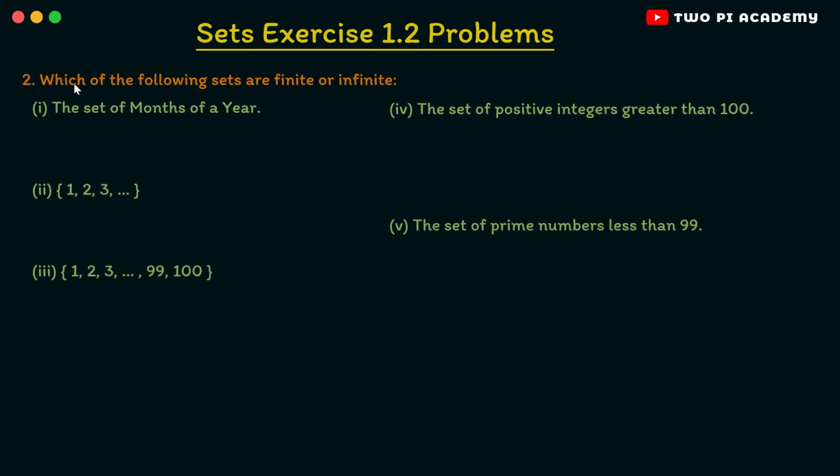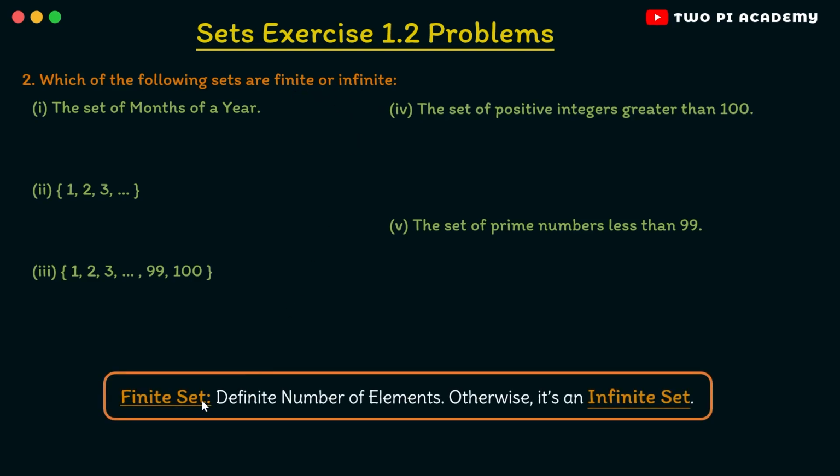So the second problem is, which of the following sets are finite or infinite? You need to find which of these are finite and which are infinite. But what do finite and infinite sets mean? A finite set has a definite number of elements. Otherwise, it is called an infinite set. Let us try to understand that.